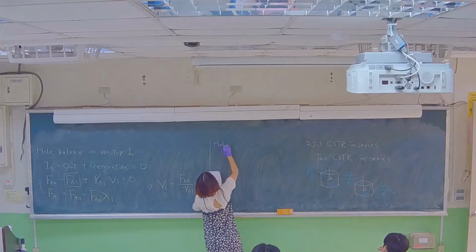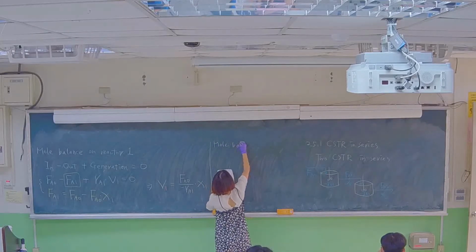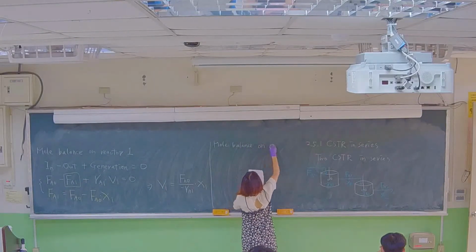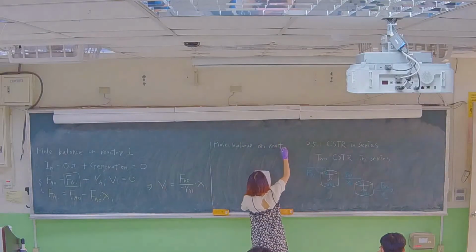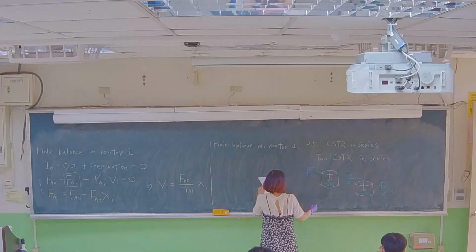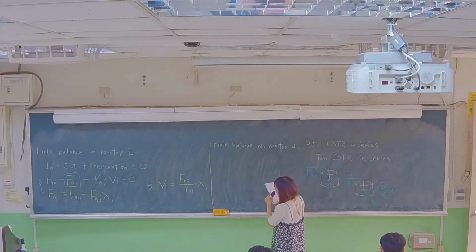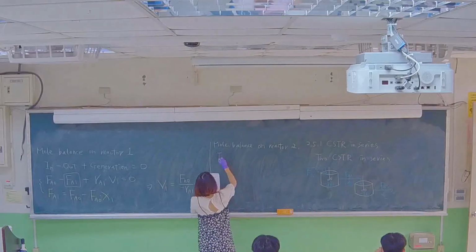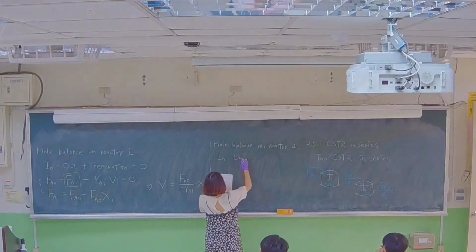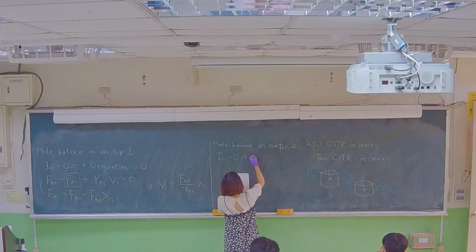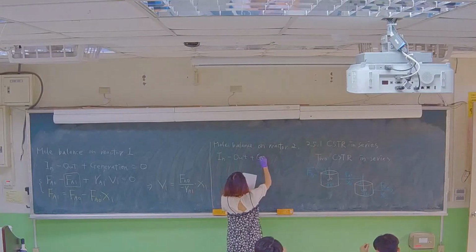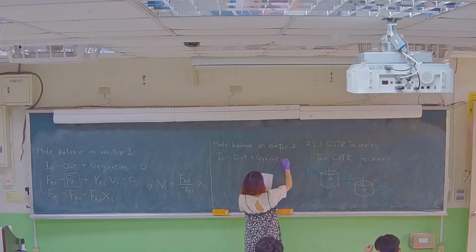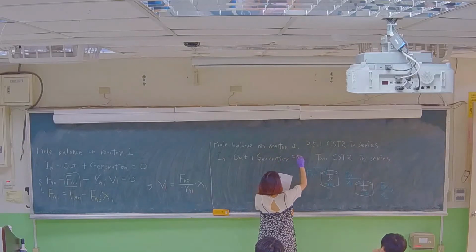So similarly, let me do the same thing. So the more balance on reactor 2. More balance on reactor 2. The more balance should be the same. It is definition. So in minus out plus generation is equal to 0.